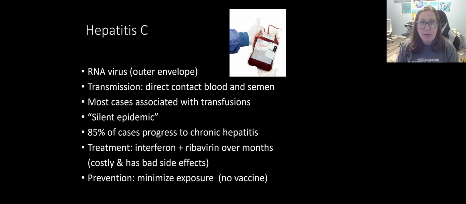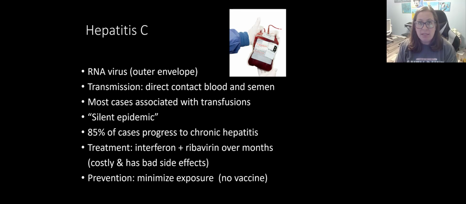It actually was known as a silent epidemic for a long time because we would see individuals who would end up having all these complications and their liver would start shutting down, and we didn't know why. We didn't know about it. And it was actually a bigger problem than like AIDS and HIV was there for a while. We do see that 85% of cases progress to chronic hepatitis, so chronic inflammation of the liver. Treatment is interferon plus ribavirin over months period of time. But this treatment is very costly, and it does have some really bad side effects that can come into place.